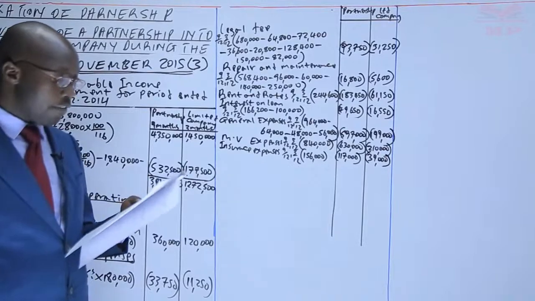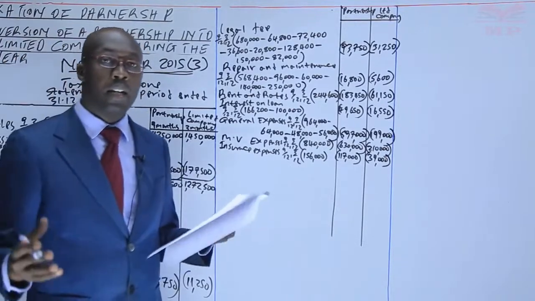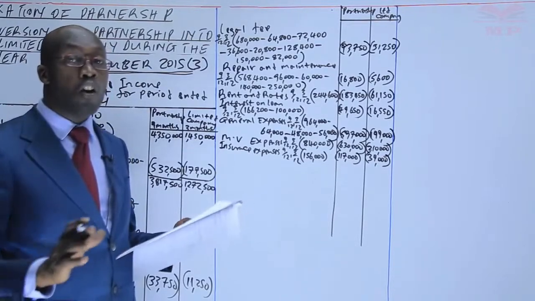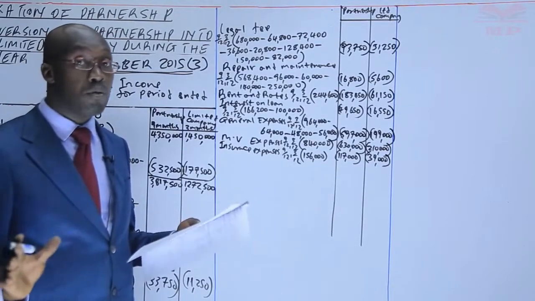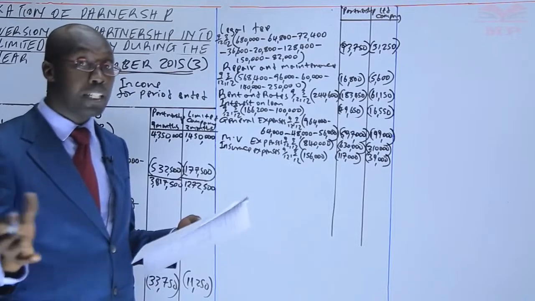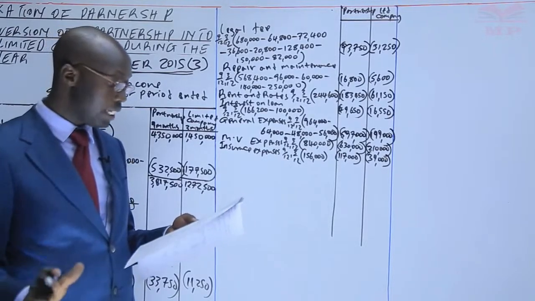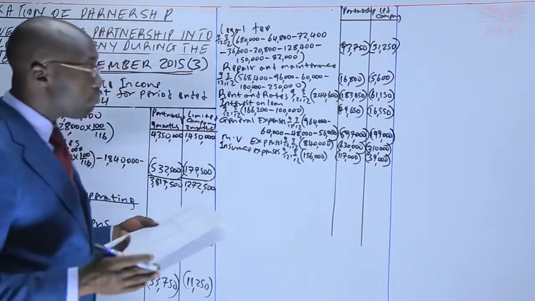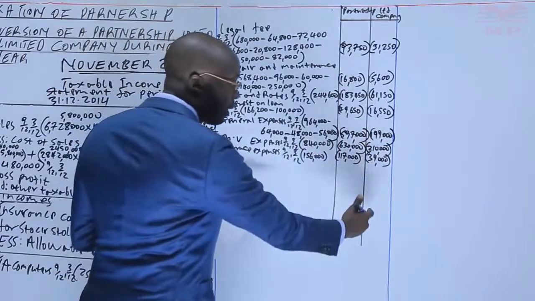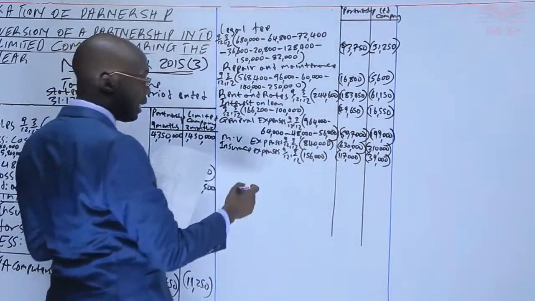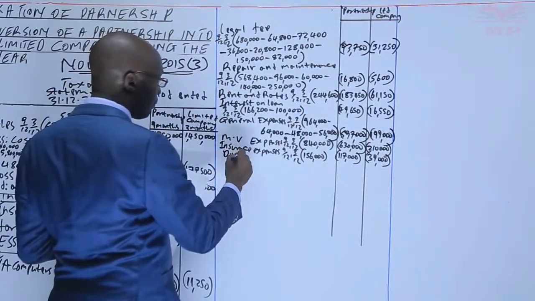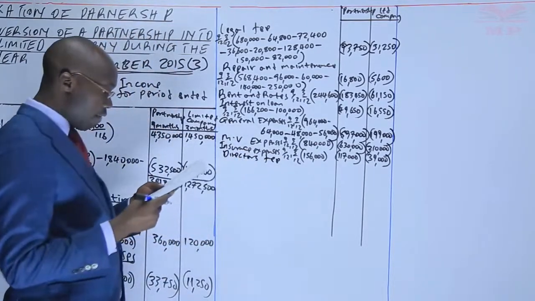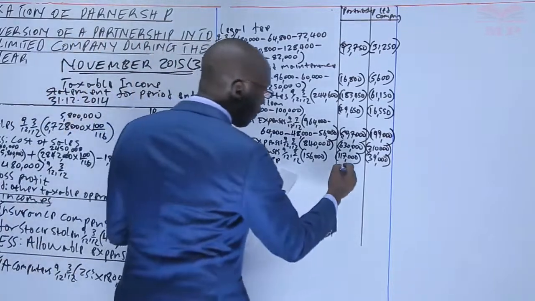After that, we have preliminary expenses. We said preliminary expenses are expenses incurred before you start the business. All these expenses are not supposed to be allowable. Before you start, preliminary, before, we don't allow them, we said. The other one is director's fee. Director's fee is allowable, but it only relates to the limited company. That's what we said. Only a company has directors. So director's fee, which we have 600,000, so the whole of it comes here.